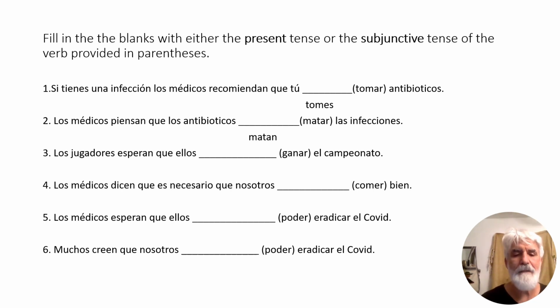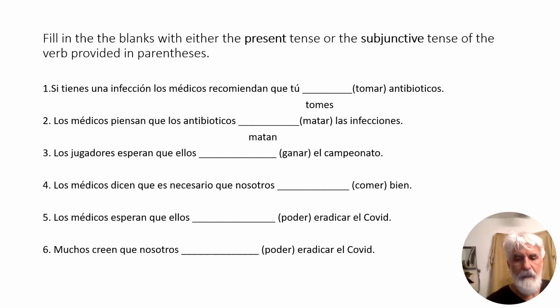Look at number 3. Los jugadores esperan que ellos ganar el campeonato. Okay. So here we have the players hope that they win the championship. So ganar is to what? To win the championship. So they hope that they win the championship.